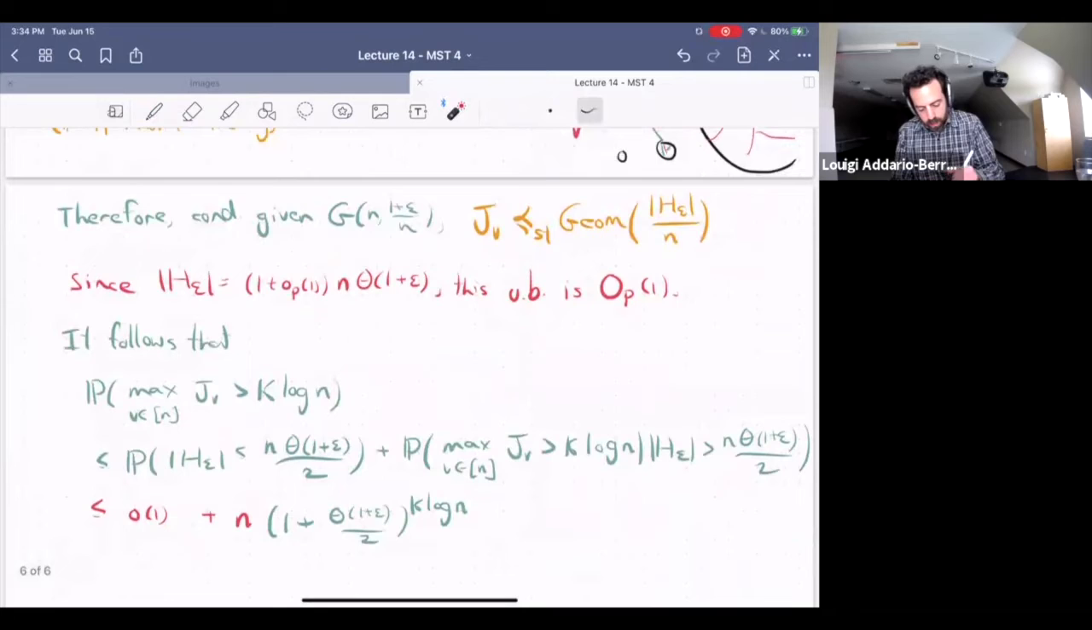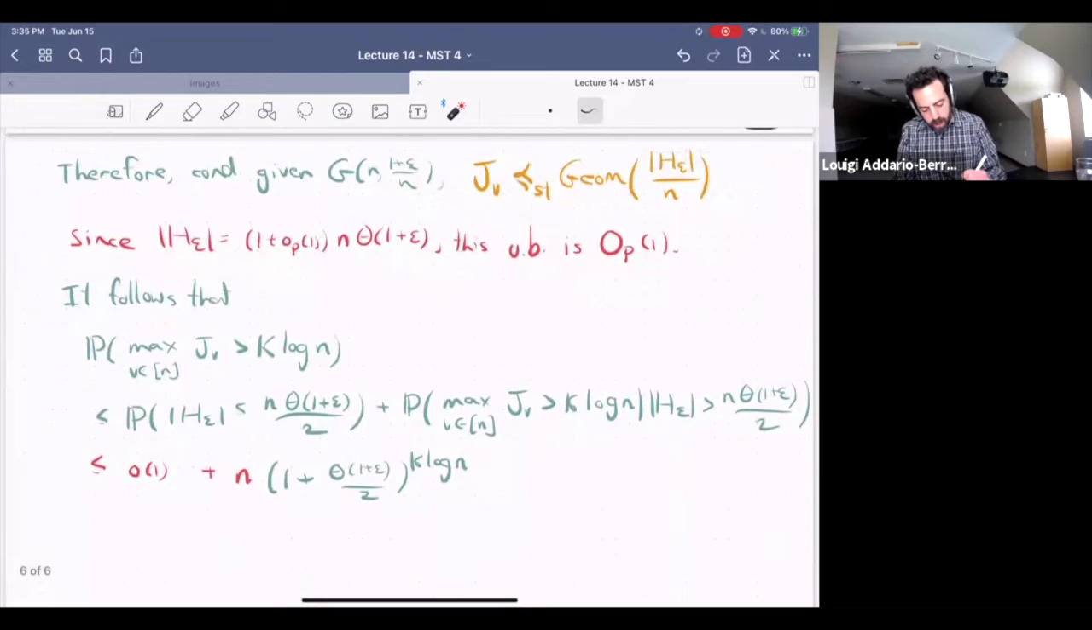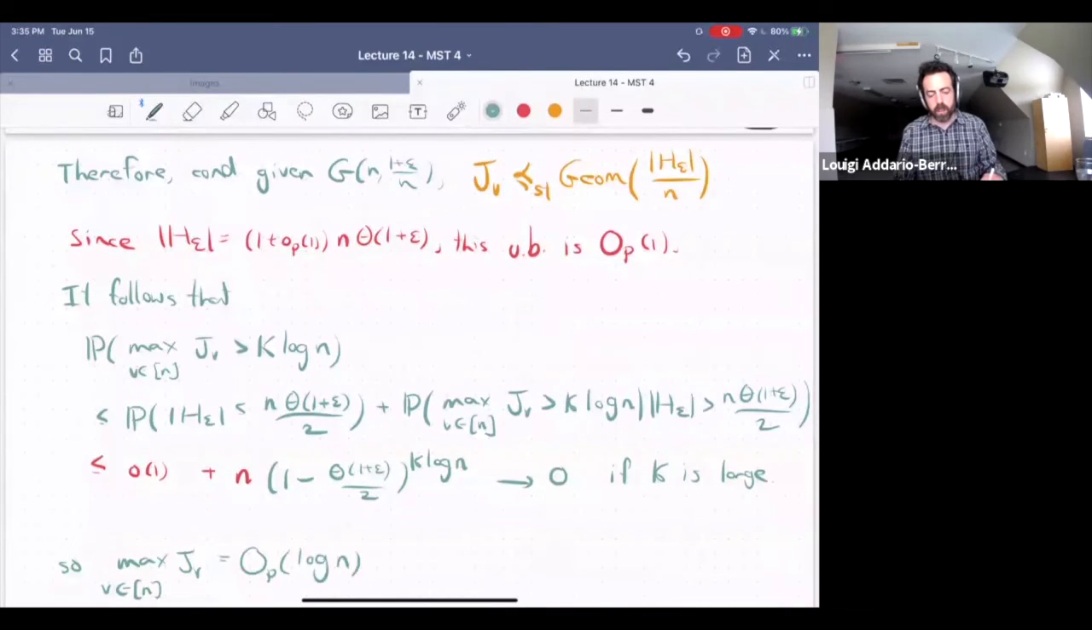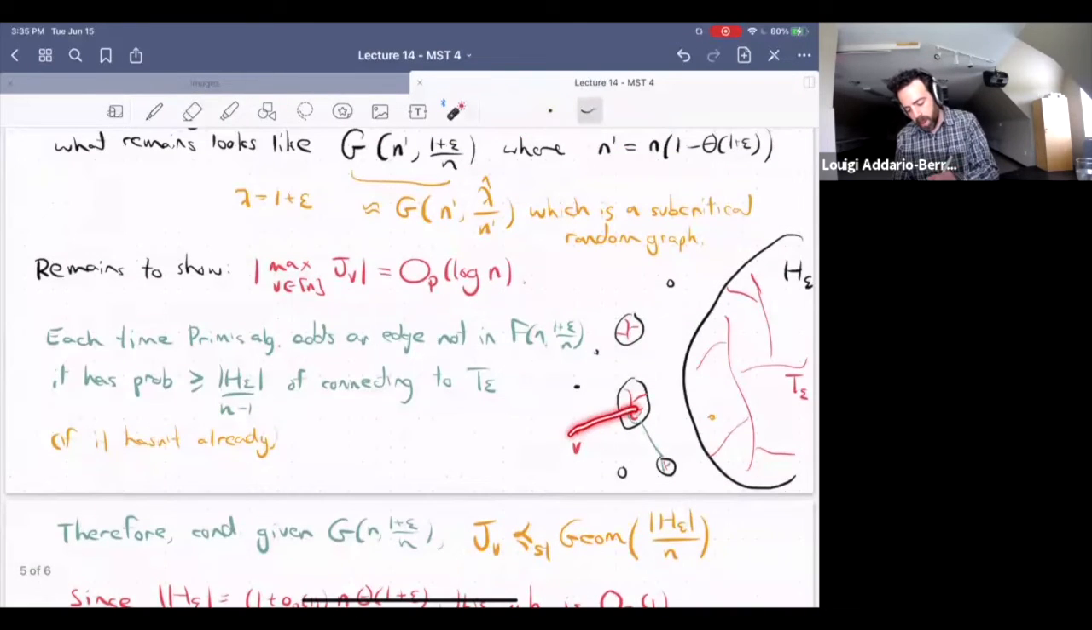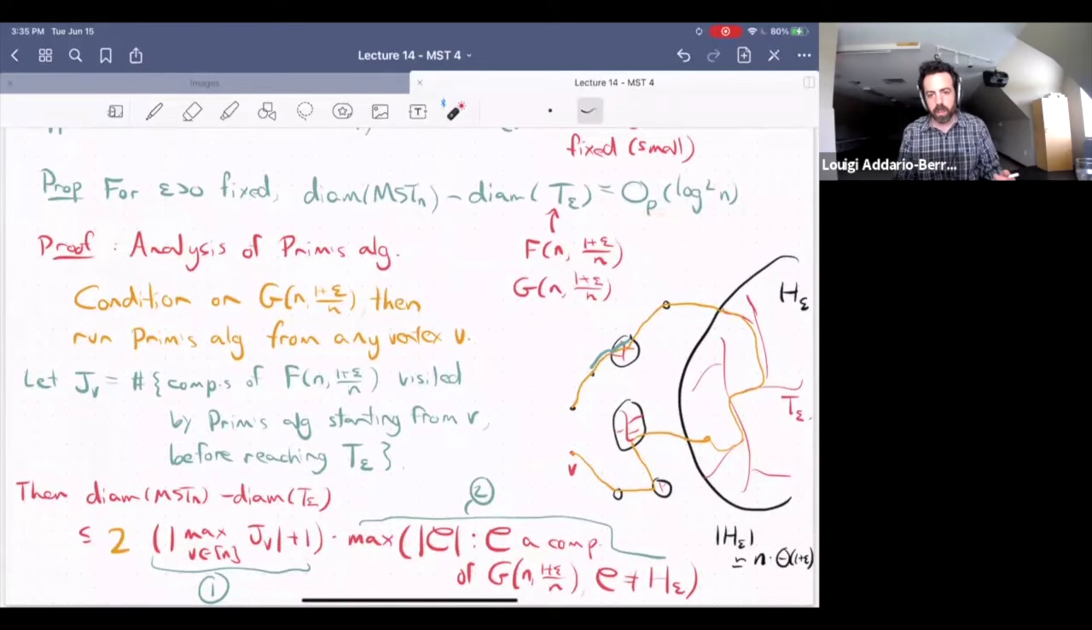So I'm just here using union bound over the vertices. And then for each vertex, I'm using this stochastic domination to get this upper bound. So here I have n, oh, that's a minus. I have n and then some constant less than one to the constant log n. And so if k is large, then this whole thing tends to zero. And so that shows that the maximum is indeed order log n in probability. Okay, so those are the two steps we needed. The number of hops isn't more than logarithmic, and each hop takes no more than a logarithmic number of steps. So we get an overall bound of log squared n on the diameter increase.